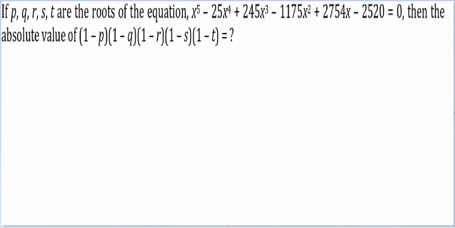Let's look at this question. If P, Q, R, S, T are the roots of the equation, whatever the equation is, then the absolute value of (1 minus P)(1 minus Q)(1 minus R)(1 minus S)(1 minus T) is equal to?